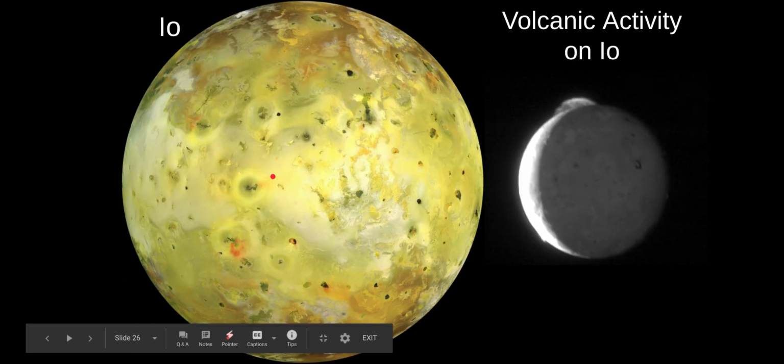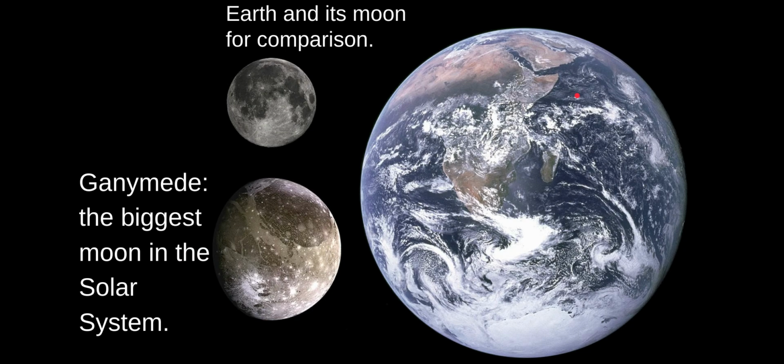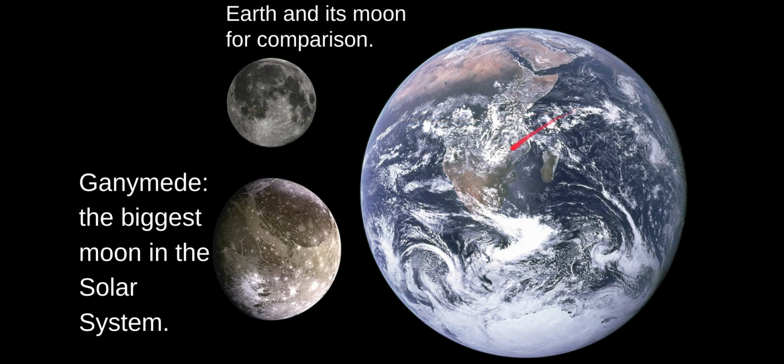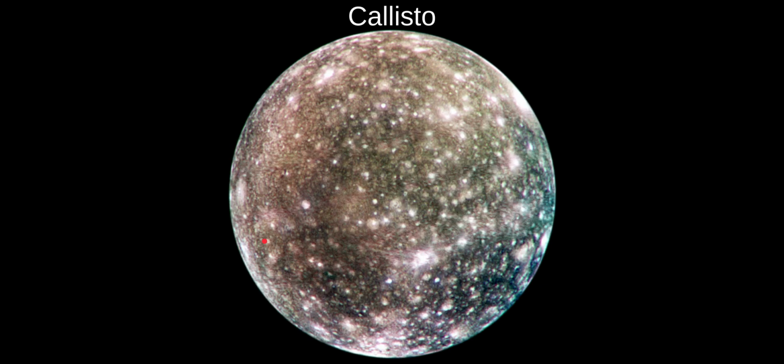Pretty incredible. Here's another of Jupiter's moons, Io. There's volcanic activity that we've seen on Io. All right. This is Ganymede, which is the largest moon in the solar system. Here is the size of the Earth's moon for comparison, and here is the planet Earth, right? It's a pretty big moon out there next to Jupiter. Here's another one of Jupiter's moons, Europa, and here's Callisto.